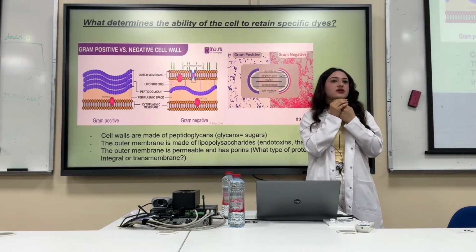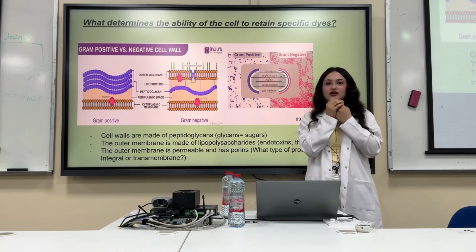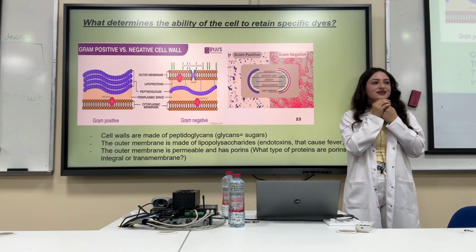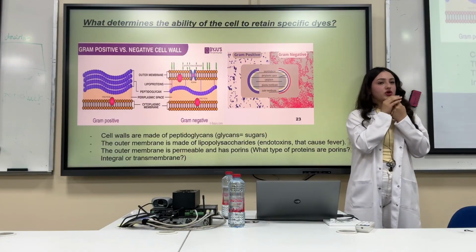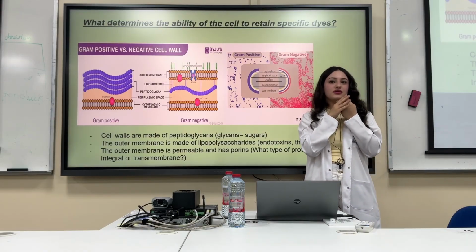What does glycan mean? Sugar. Okay. Yeah. So I have so many sugars, and these sugars are linked by peptide bonds. A peptide bond is what? The bond between amino acids.